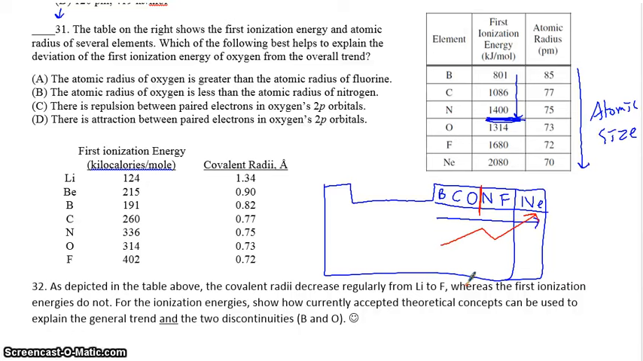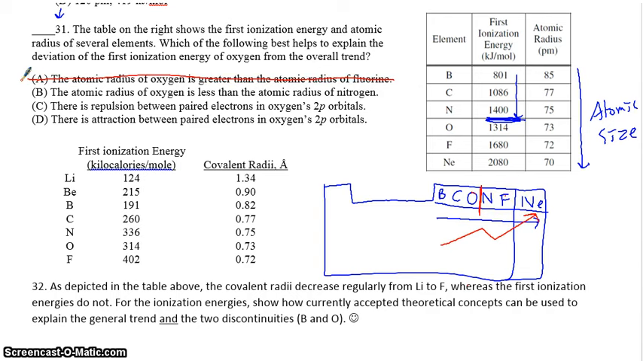And the answer is due to oxygen and nitrogen. So let's look at the answers. A says the atomic radius of oxygen is greater than the atomic radius of fluorine. It's true that oxygen is bigger than fluorine because it's more toward the left, but that's not what explains it. It doesn't explain that discontinuity. Size itself does not explain it.